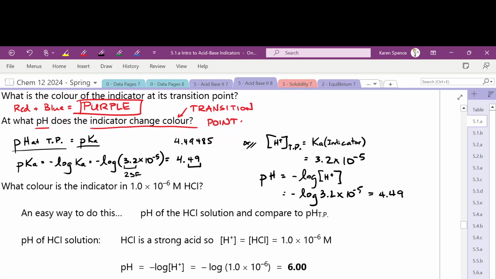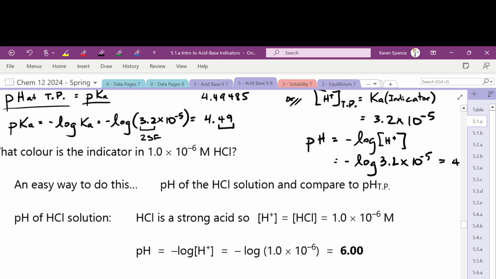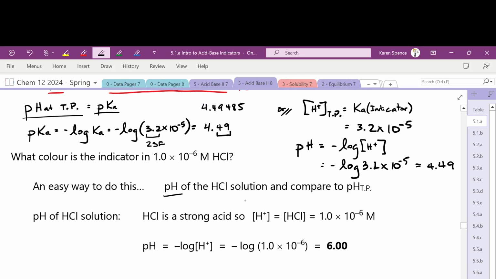Okay, now, what color is the indicator in 1.0 times 10 to the minus 6 molar HCl? Well, the easiest way to do this is to say, what is the pH of the HCl solution? Now, when you are given an acid and asked for its pH, what should you always ask yourself?